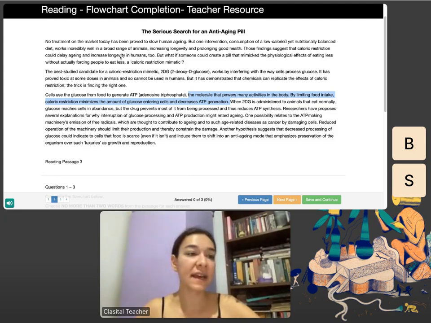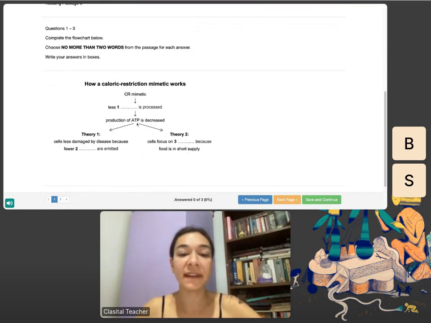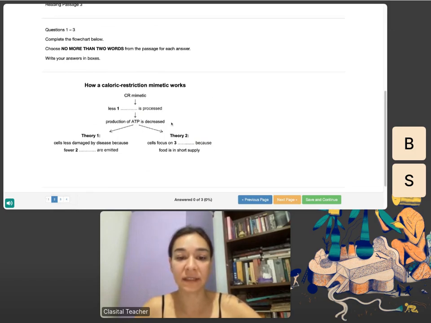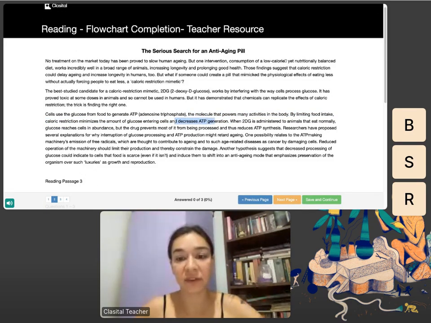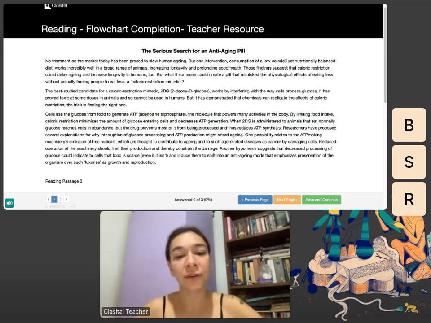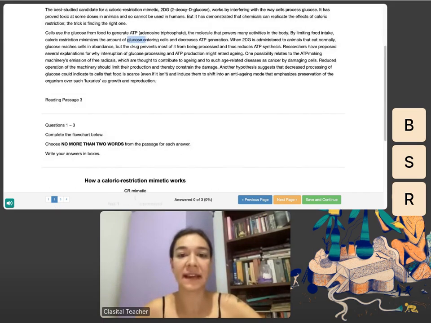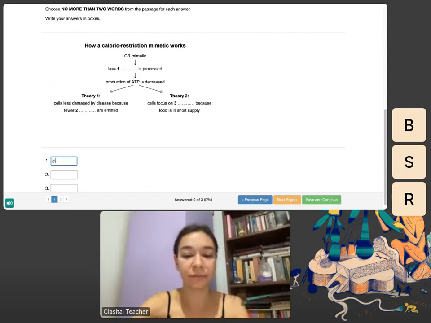Okay, and my question says production of ATP is decreased. And I see here decrease ATP generation. And it says here by limiting food intake, caloric restriction, minimize means small, less, the amount of glucose entering cells and decrease ATP generation. So my answer to question one is glucose.